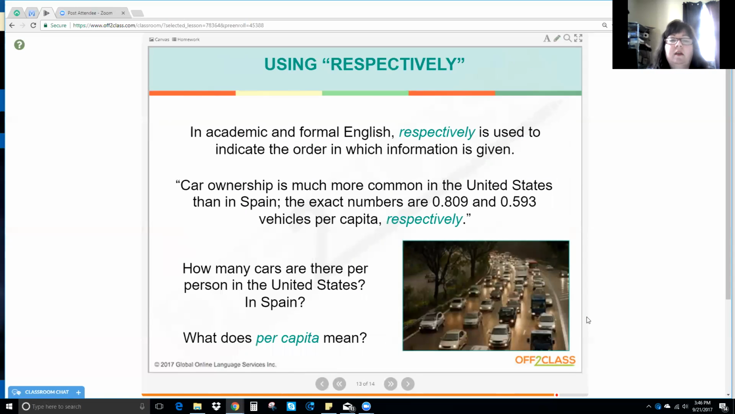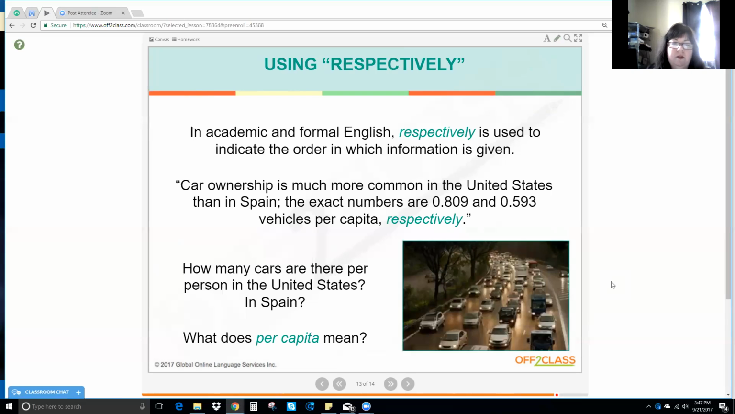Okay. In academic and formal English, respectively is used to indicate the order in which information is given. Okay. Jane and Sam got on the bus, respectively. That's not the best word for that, but you get the idea. We understand that Jane got on first.